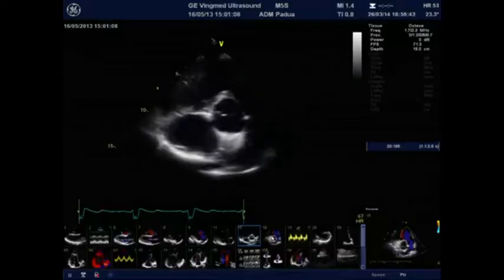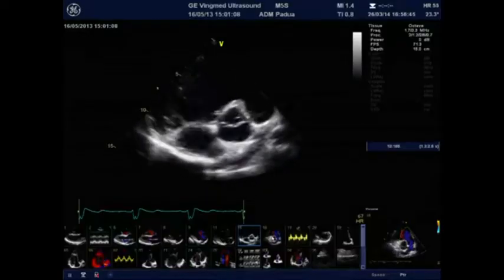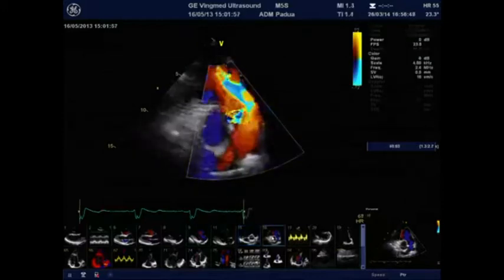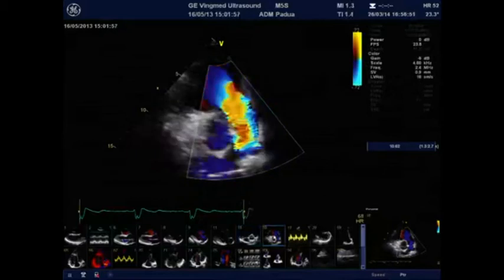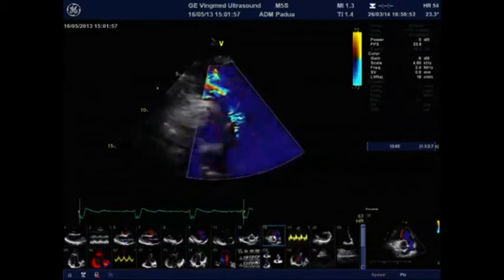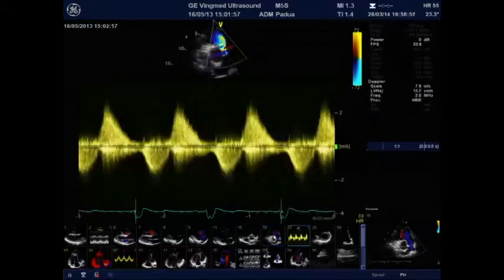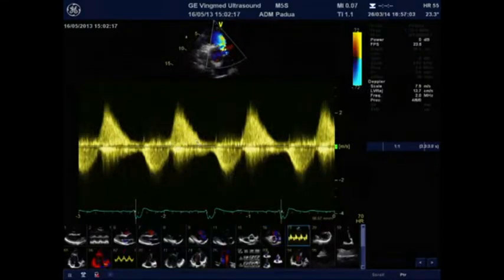And then if we add the Doppler, we will see that there is a significant pulmonary regurgitation, as usually happens in patients with Fallot, which can also be sampled with a continuous Doppler, and you can see that there is an intense Doppler signal suggesting a significant pulmonary regurgitation.